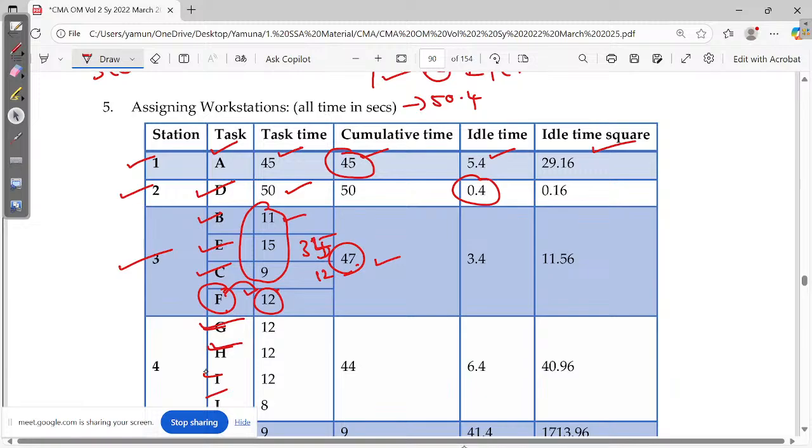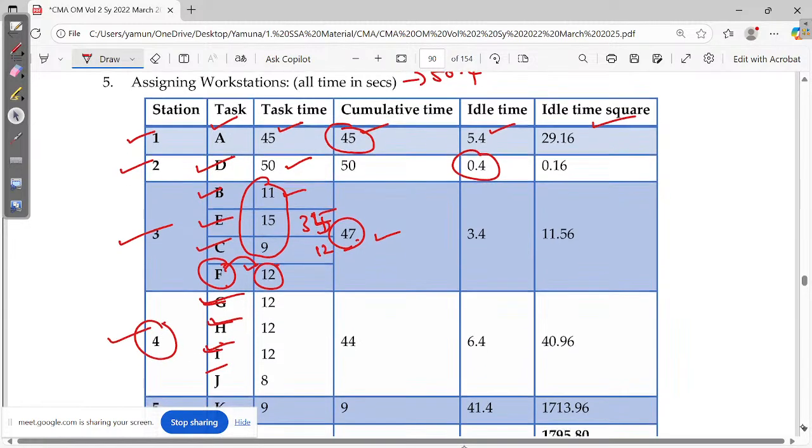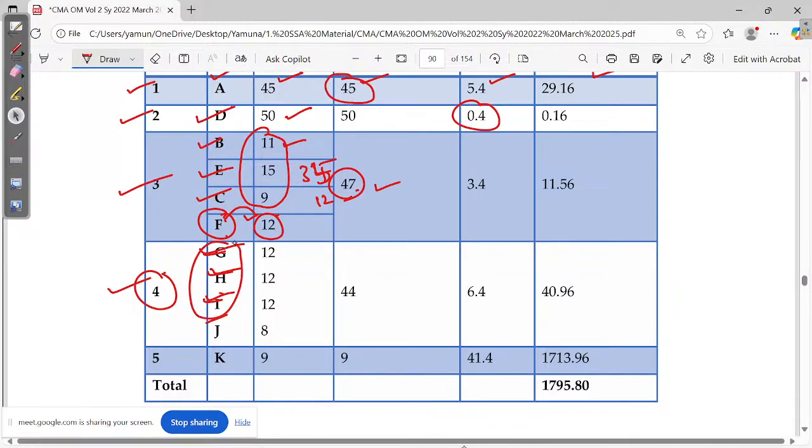Ultimately, G, H, I, everything has to be taken to the fourth station. If I assign these 3 jobs alone, I'm using only 36 seconds. Ultimately, I can add J, which carries only 8 seconds, which is now 44. But the last job K takes 9 seconds, and my idle time left is only 6.4. I cannot use the fourth station for job K. So ultimately, I need a new workstation.